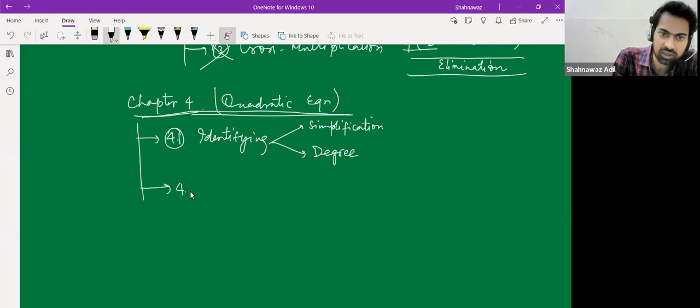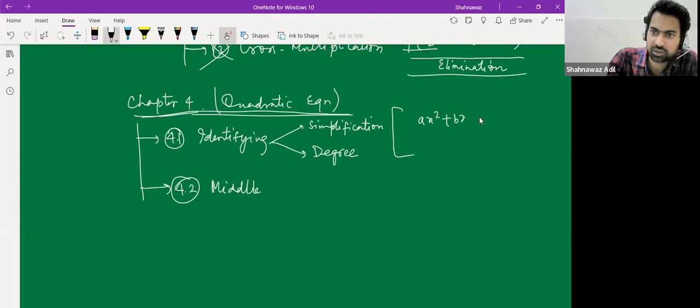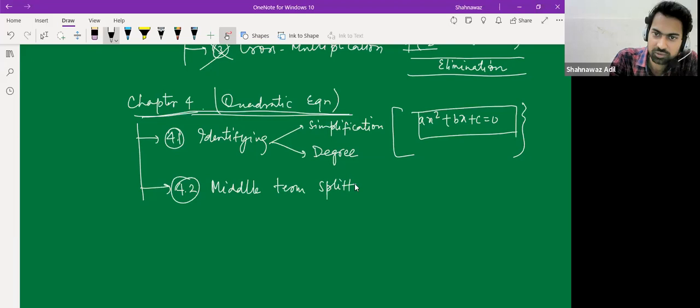Then we had the second exercise. This was about the middle term splitting method. And we already know the general form of the quadratic equation is this, right? As the name suggests, we have to split the middle term so that the product gives us A into C, and the addition or subtraction gives us B. So these were the two conditions to fulfill for the middle term splitting method, right, guys?